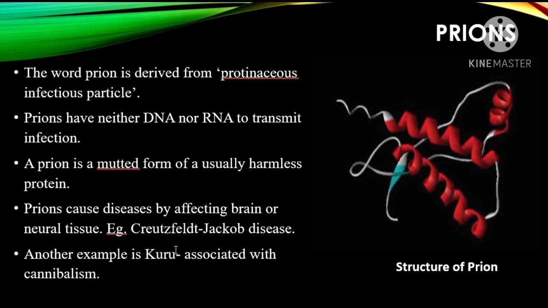C-A-N-N-I-B-A-L-I-S. What is cannibalism? The eating of the flesh of an animal by another animal of its own kind is usually called cannibalism. The group of people from Guyana practiced cannibalism, in which they ate the brain of dead people as a part of the funeral ritual. So these are all the importance of this prion.